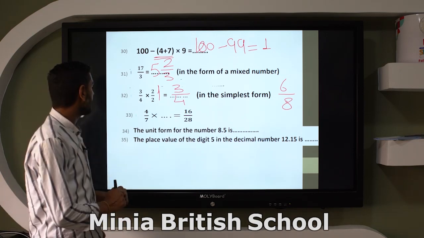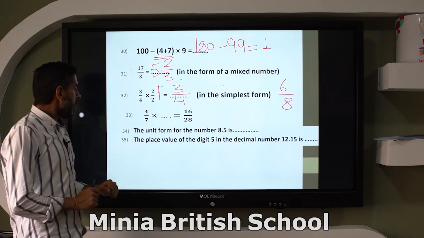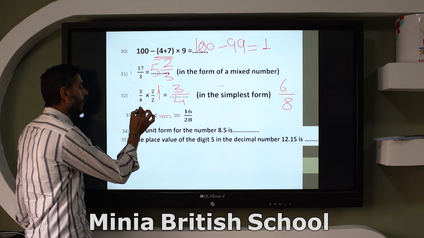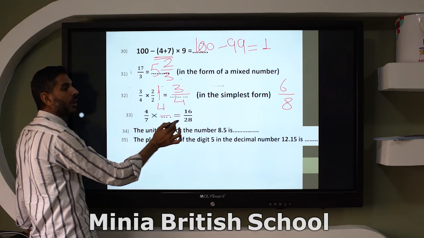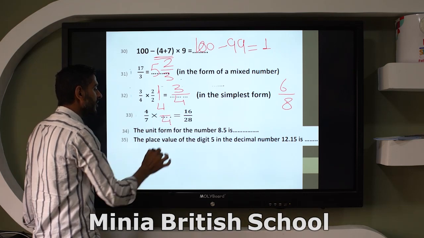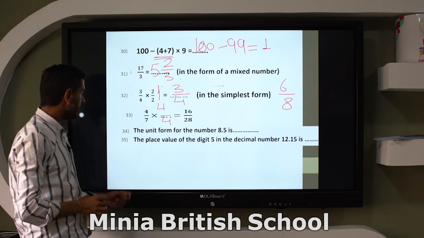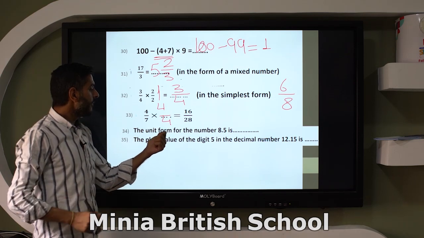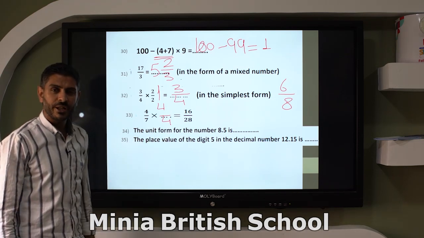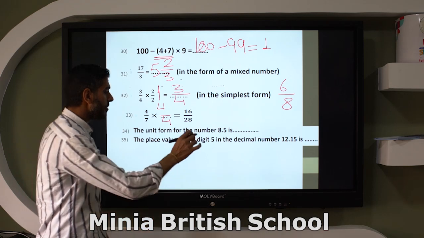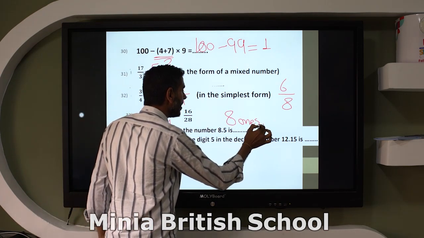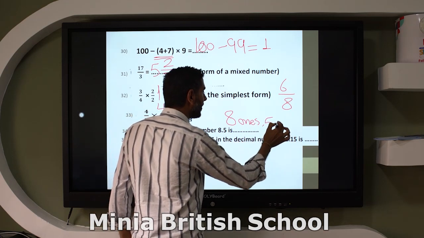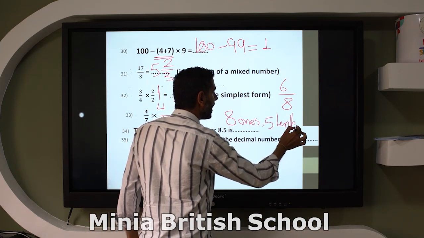Attention, please. Okay. Here, 4 times what equals 16? 4 times 4. 7 times what equals 28? 7 times 4 also. The unit form for the number 8.5 is 8 ones, comma, 5 tenths.